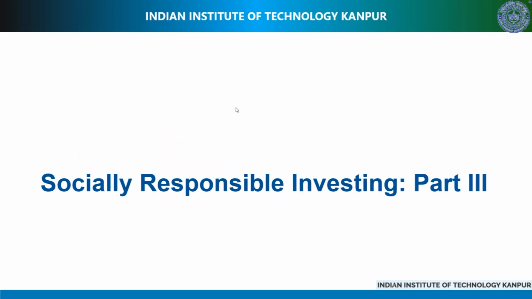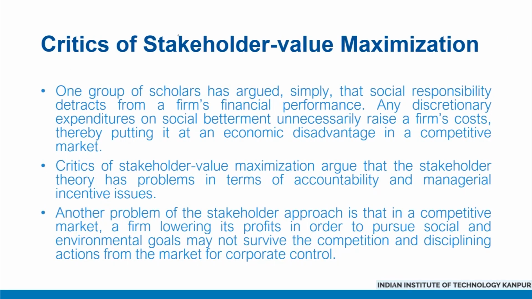In this video, we'll conclude our discussion on socially responsible investing in the perspective of social value and stakeholder or shareholder value maximization. Let us start our discussion about socially responsible investment with critics of stakeholder or shareholder value maximization. One group of scholars have argued simply that social responsibility investing detracts from firms' financial performance. Any discretionary expenditure on social betterment unnecessarily raises a firm's cost, thereby putting it at an economic disadvantage in a competitive market. Let's discuss this in more detail.